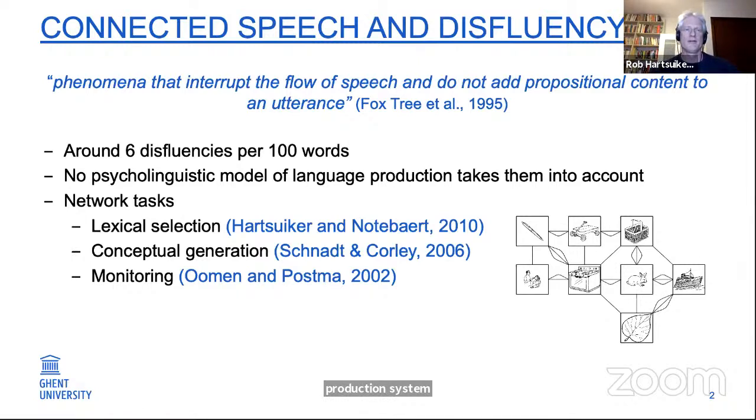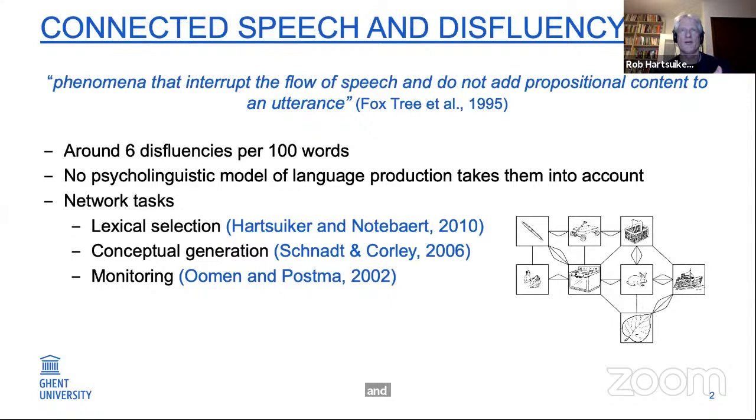Disfluencies are typically defined as phenomena that interrupt the flow of speech and do not add propositional content to an utterance. This is Fox Tree and colleagues in 1995. So these are filled pauses, silent pauses, self-corrections, repetitions, and so on. Disfluencies are really frequent, about 6 disfluencies per 100 words. But we don't really understand where they come from.